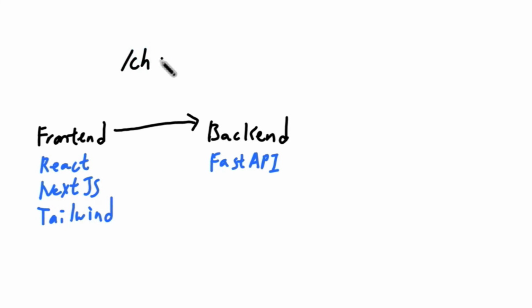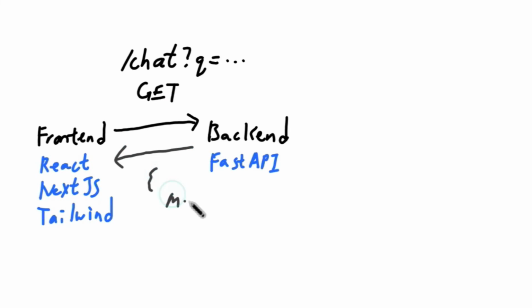Let's start with a really simple model. When the user starts with a request, we will send a GET request with the query encoded in the URL. And the backend will return a JSON response containing the message that is generated, as well as some other information like which are all the models that are retrieved.